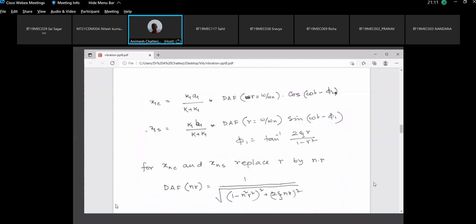Should we stop up? As it is forming a GP series, we can sum up. No, we cannot sum up. GP series is only the magnitude of the force, but sin n omega t minus phi n, what will you do with that?